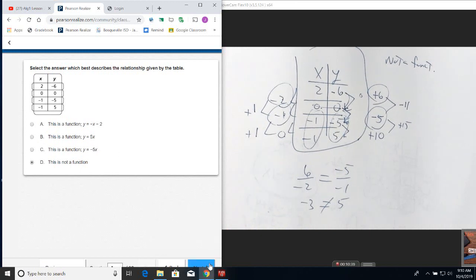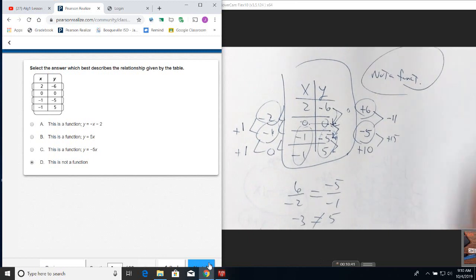Okay, so in that problem, it's just simply D. We got that? Do we understand? I guess we could have stopped as soon as I got here and said, hey, it's not a function. Okay, let's go to the next one.